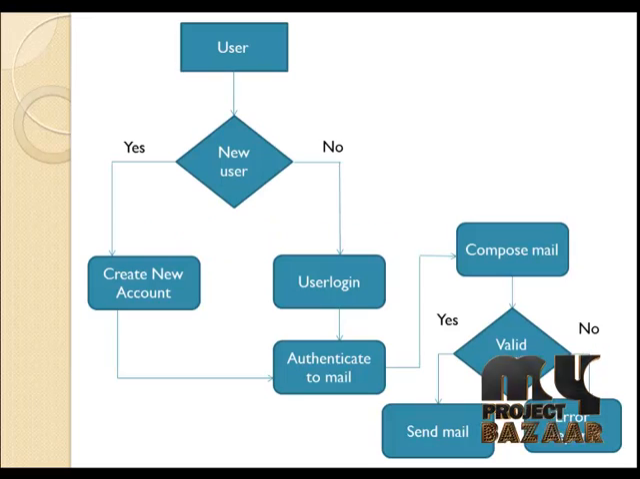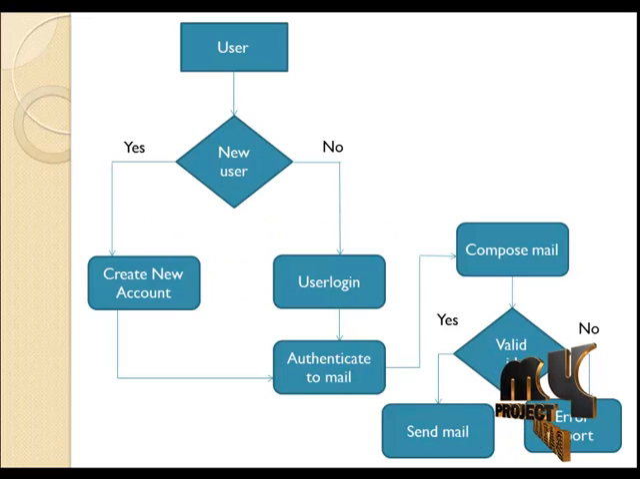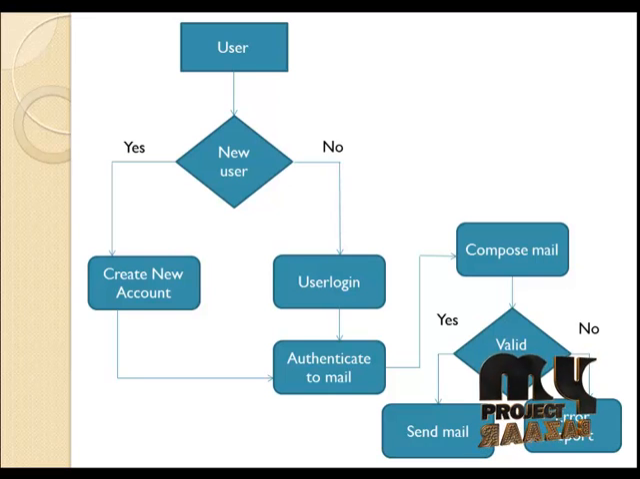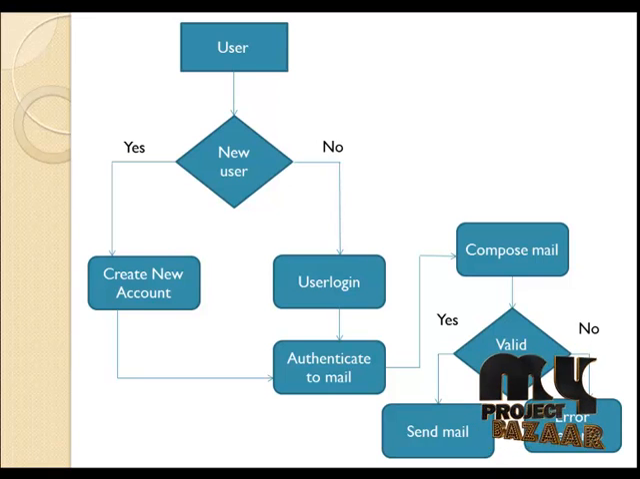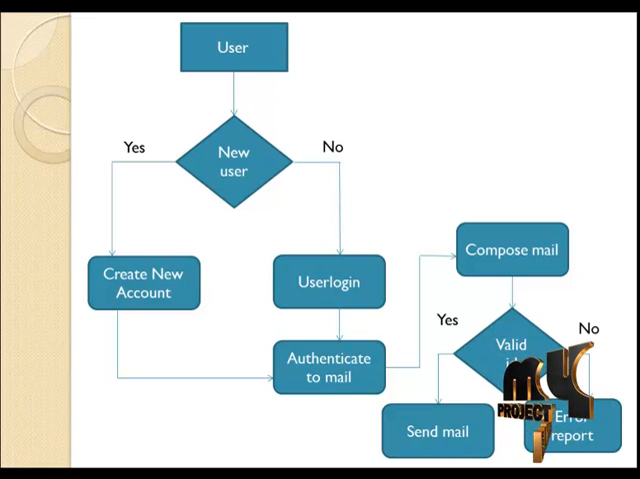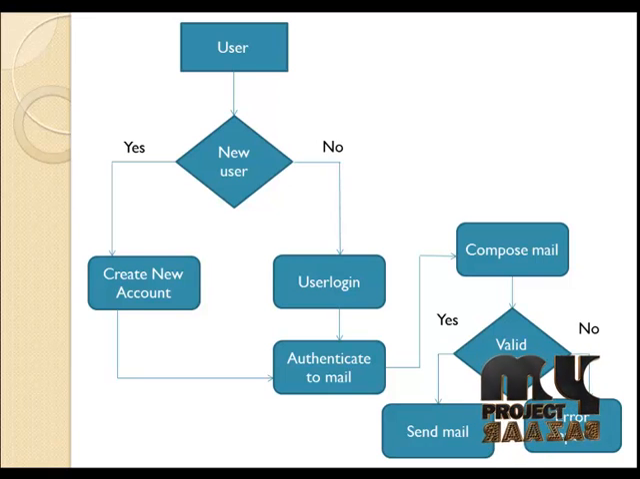This is our data flow diagram. First of all, we have to specify whether the user is a new user or an existing user. If the user is a new user, they have to create an account and then give the authentication to mail. After giving the authentication, they have to compose the mail. Composing the mail is nothing but sending a mail to anyone by specifying the email ID. If the user is a new user, the same procedure is followed.